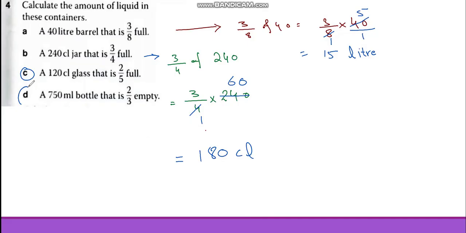Similarly, I'm leaving these two parts for you. You can try these on your own. Now I'm moving on to the next part.